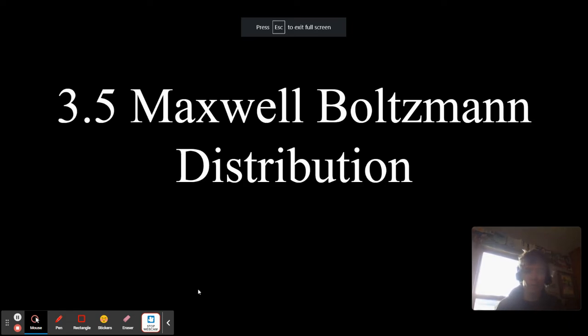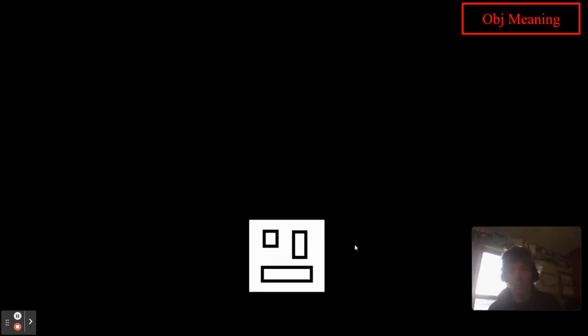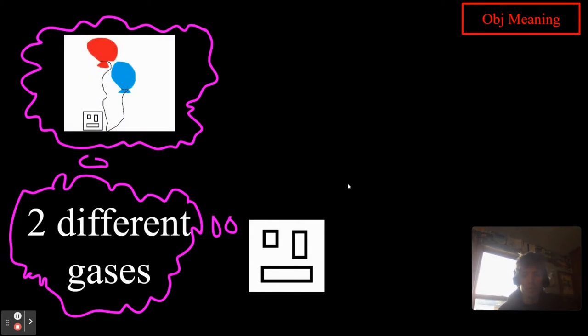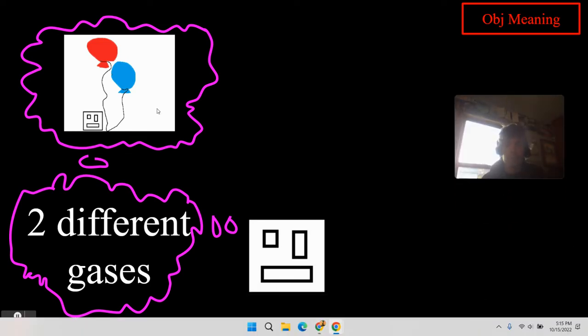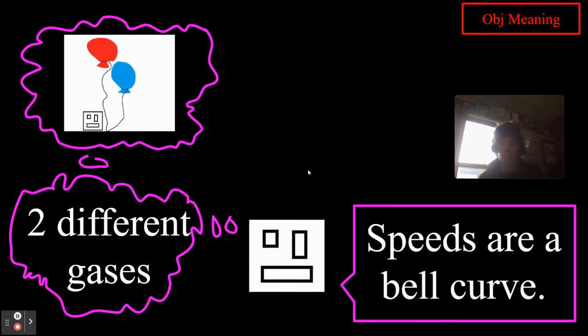All right, so here's our topic, and here's our objective: Dr. Square and his balloons. And what it means is, if you've got two different gases, either they're different types of gases or they've got a different temperature, what's that going to do to their speeds, their kinetic energies, or their velocities? All of them are going to be a bell curve, but we're going to talk about what's going to happen to the bell curve.